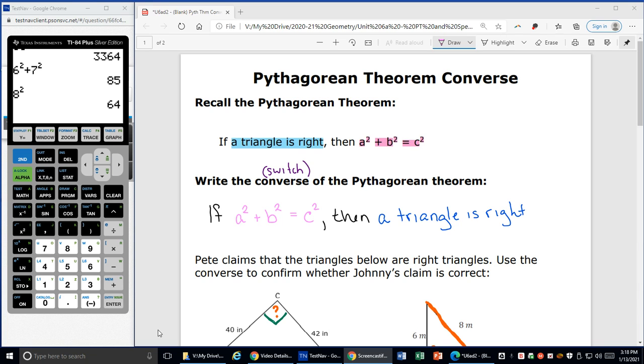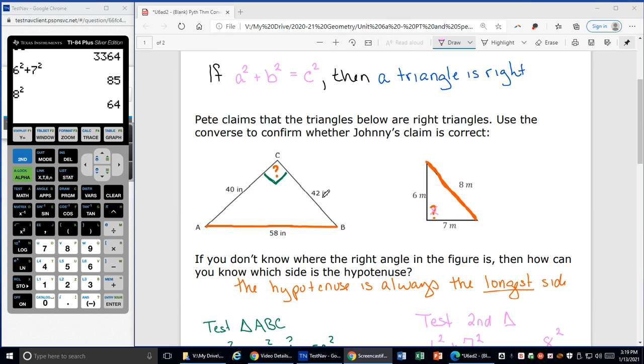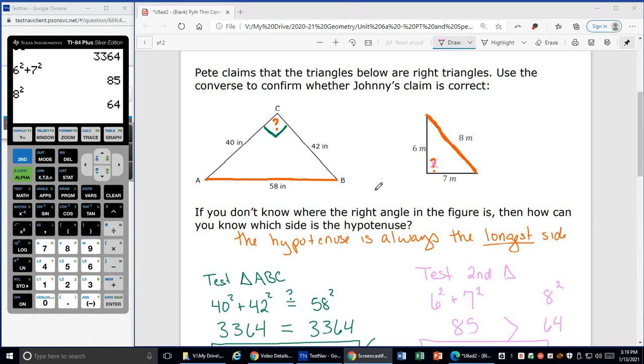Hi, welcome back. In the last video, we looked at our Pythagorean theorem. We switched the order of the hypothesis and the conclusion to get the converse. If a squared plus b squared equals c squared, then you know your triangle is right. And we tested two triangles to see if they were right triangles.